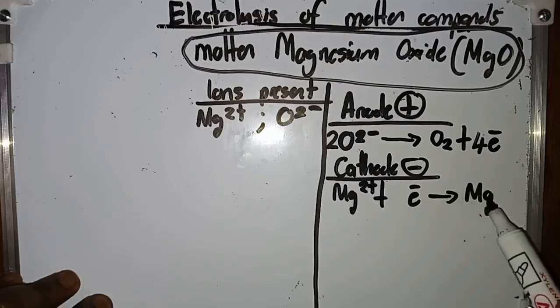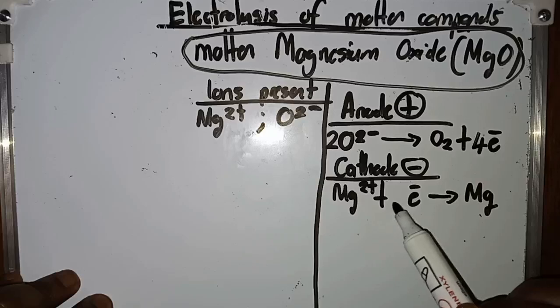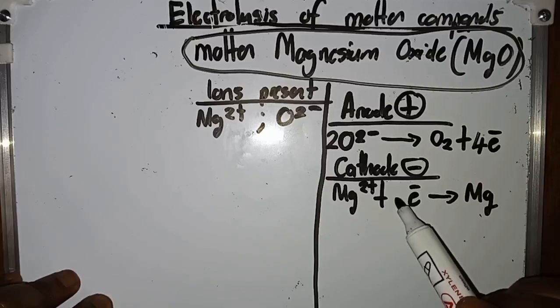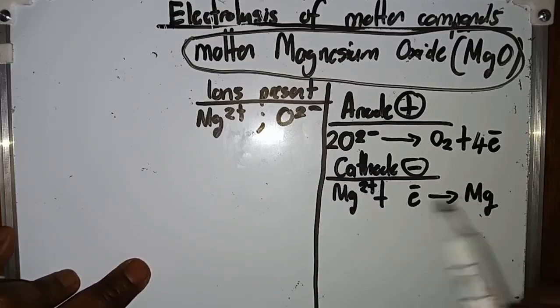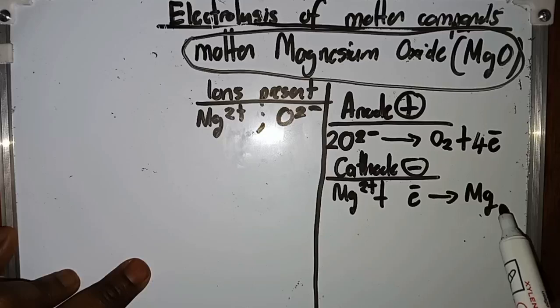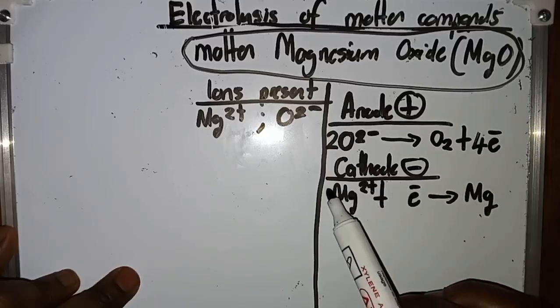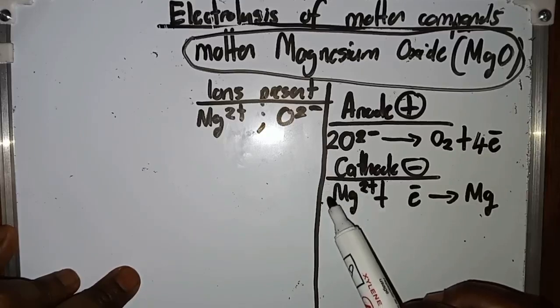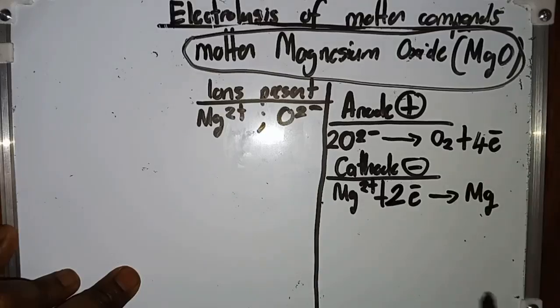First thing, we balance the magnesiums. We have 1 magnesium here and 1 magnesium here. It's now balanced. So how many electrons do we have? We go to the ions, we multiply 1 times 2, and we get 2 electrons. So that will be for the cathode.